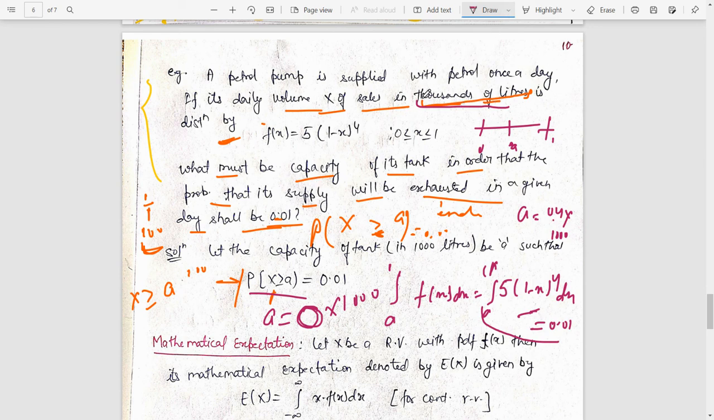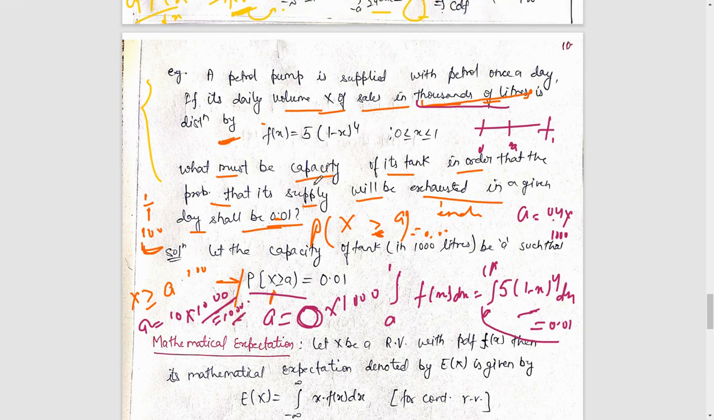There also we saw that we need to do it for the probability, but here you are finding the capacity. So A will be something like, let's say, 10, but we know that it is in thousands of liters, so we need to multiply it by a thousand to get the actual volume of the petrol pump. So I think this clears up everything regarding PDF, PMF, or some word problems. Any questions, if you have, just let me know.